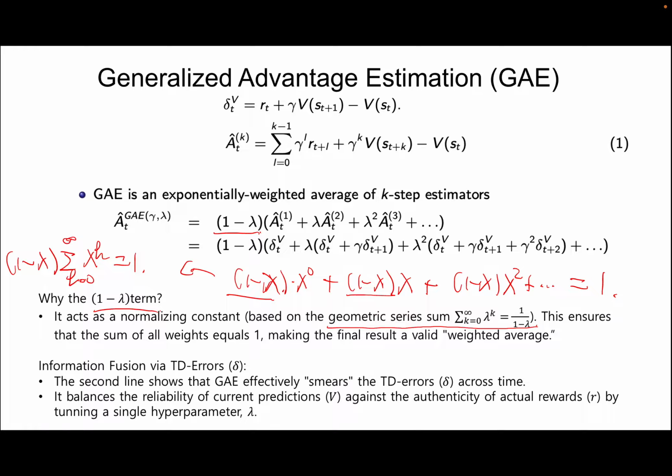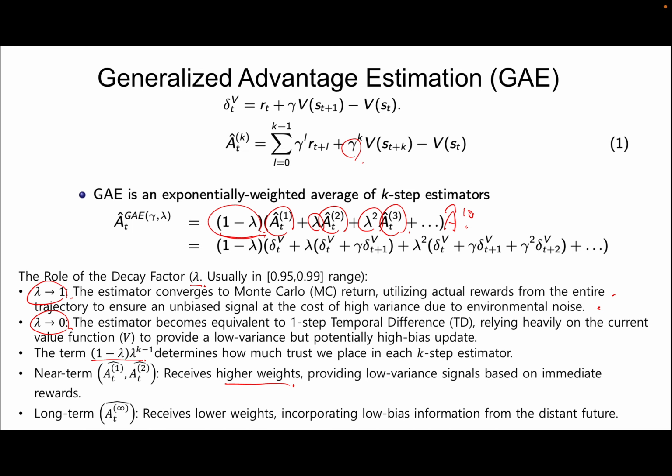And information fusion via TD errors. The second line shows that GAE effectively smears the TD errors across time. It balances the reliability of the current prediction V against the authenticity of the actual reward by tuning the single hyperparameter lambda. So as I said, if lambda is close to 1, we treat our GAE very close to MC. If lambda is very close to 0, then we treat the GAE like a bootstrap. Usually we use a range very close to 1.